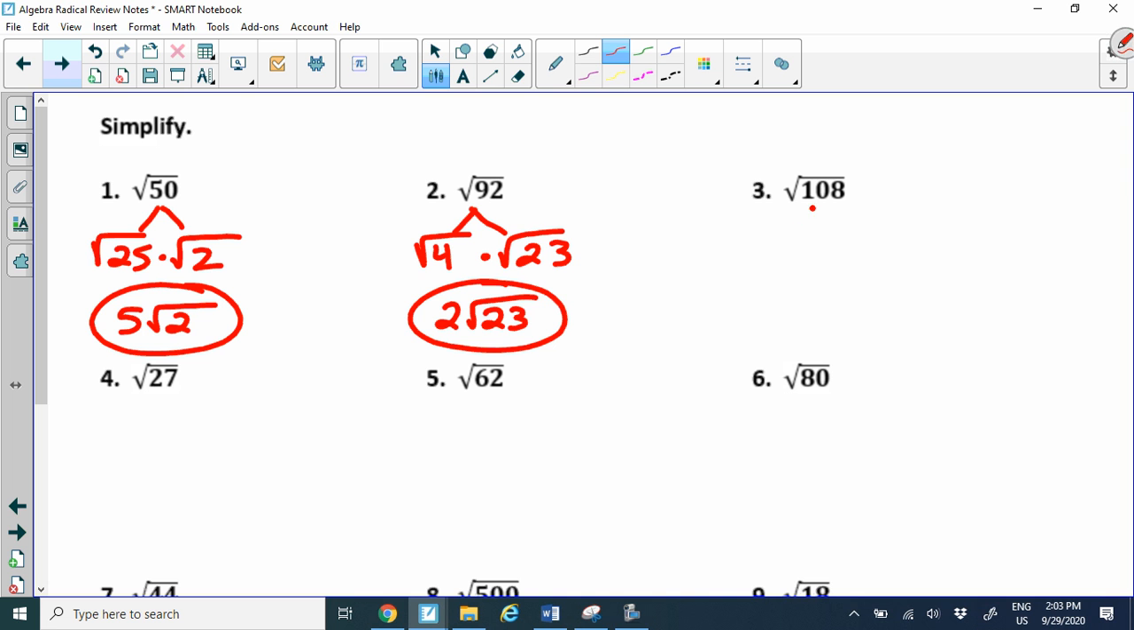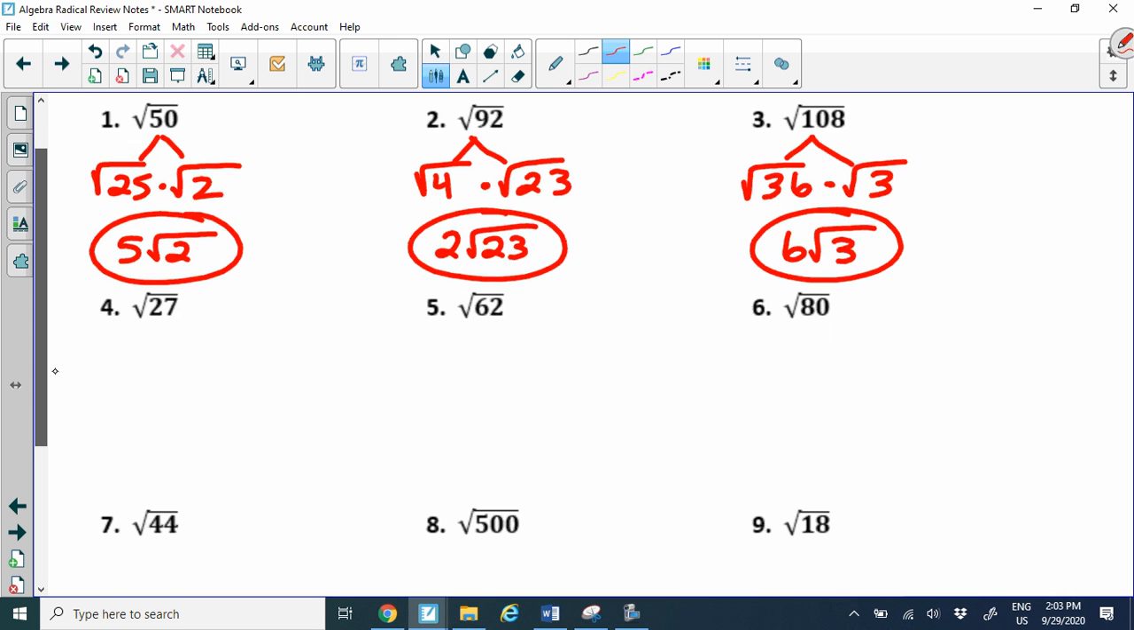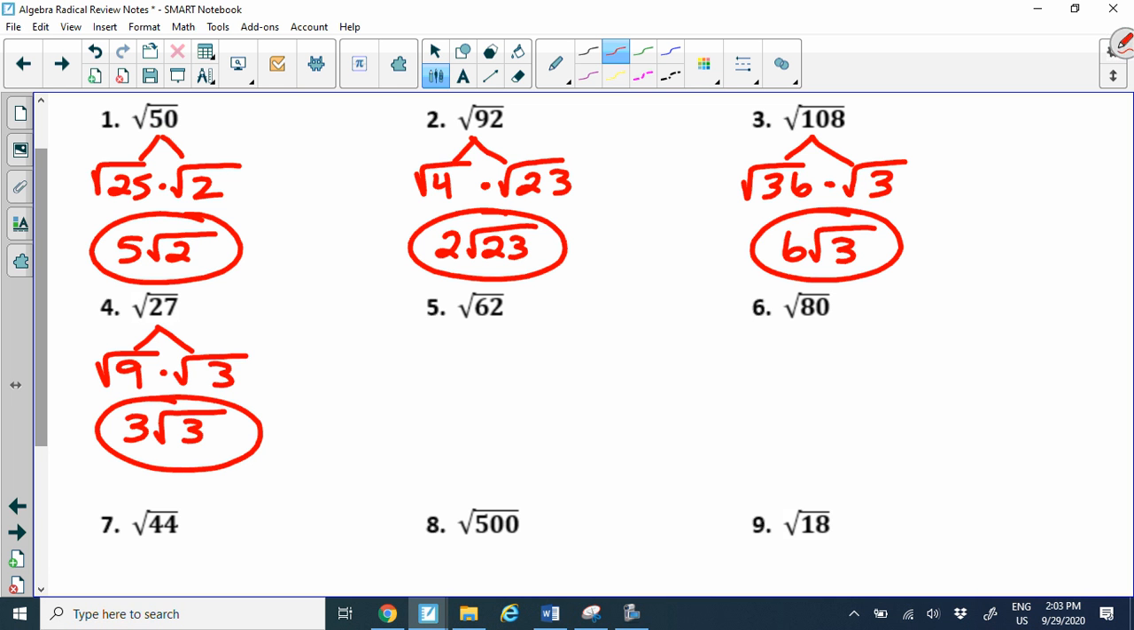Okay, let's see what you got for 108. 108 is not a perfect square, but the largest that goes into it is 36. And 36 times 3 gives us that. Square root of 36 is 6, and then we have square root of 3. Let's look at number 4. 27 is not a perfect square, but 9 is the largest, and 9 times 3 gives us that. 9 is the perfect square, so that comes outside of the radical, and I keep the 3 that's already in there the same.